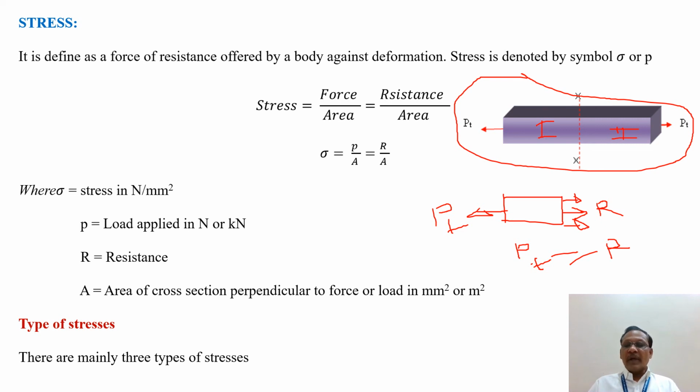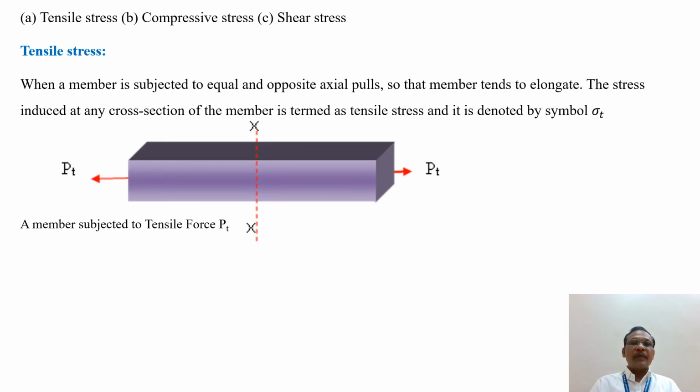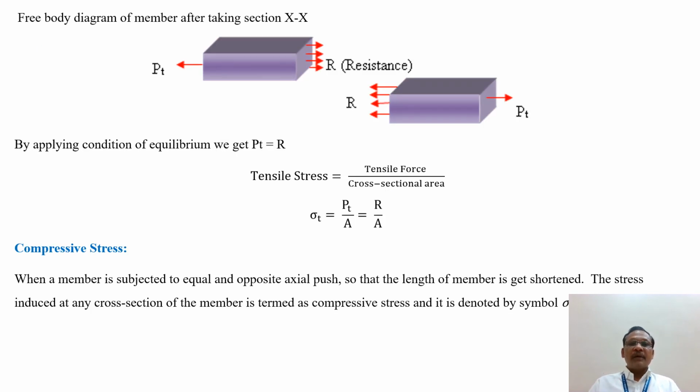Then we are going to discuss the types of stress. There are three types of stresses normally found. First, tensile stress; second, compressive stress; and third, shear stress. First of all, we are going to discuss the tensile stress. If a member is subjected to tensile force, then a tensile resistance will be developed in the member. This is the free body diagram of the first part and the second part.